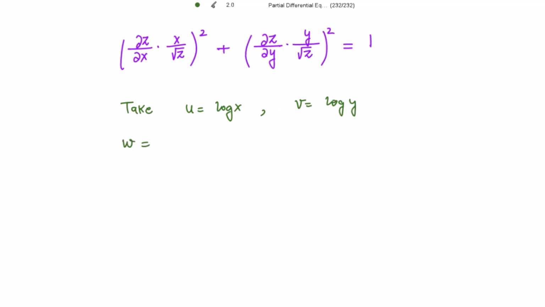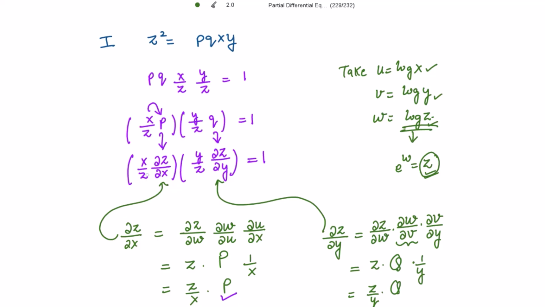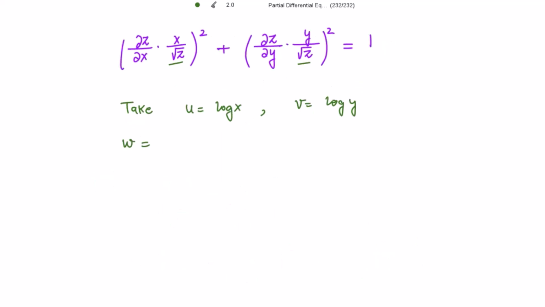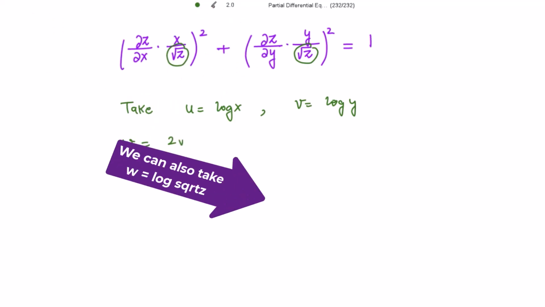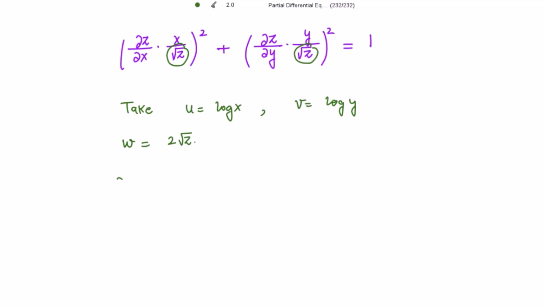and w to be equal to, we have square root z over here. In the previous example we have z, so we have taken w to be log of z, but now here we have square root of z. So let's take w to be equal to not log of square root z, but let's take this as 2 times square root z. Let's see what happens.